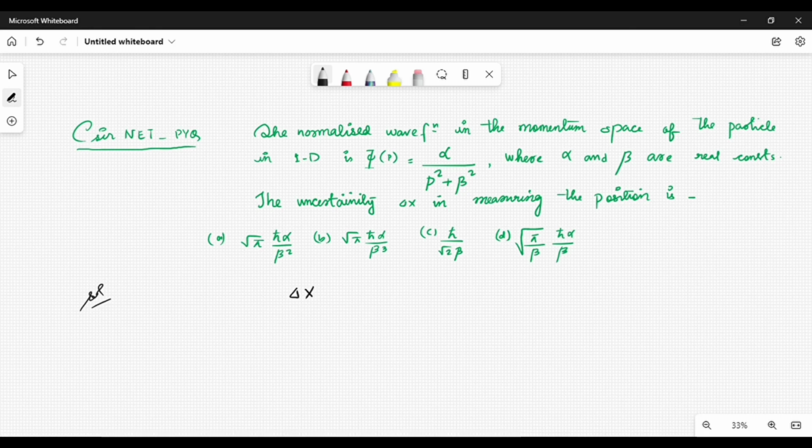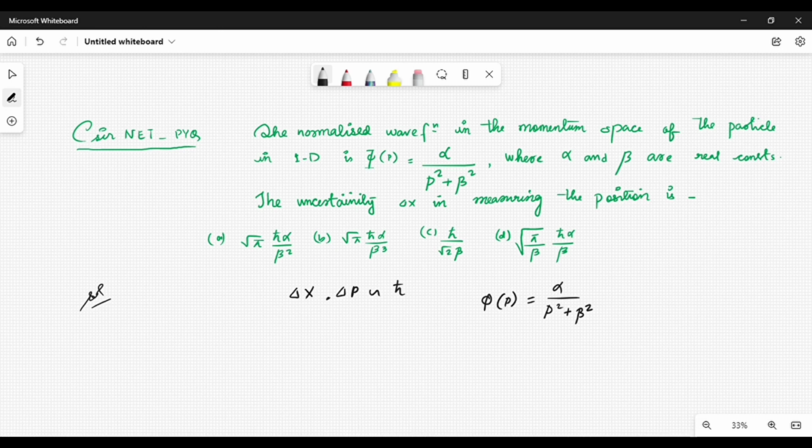So if you don't know dimensional analysis, then certainly this question cannot be solved in the exam, because it would take at least 20 to 25 minutes. That's because you have to find the mean square deviation delta x, then find the mean square deviation delta p, equate it with h cut, then find delta x, right? But if you know dimensional analysis, then you can solve this question within seconds, believe me. So the normalized wave function phi p is given by alpha divided by p square plus beta square, right?